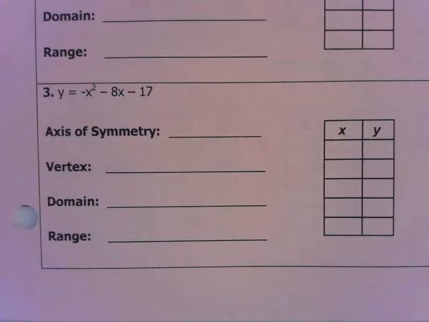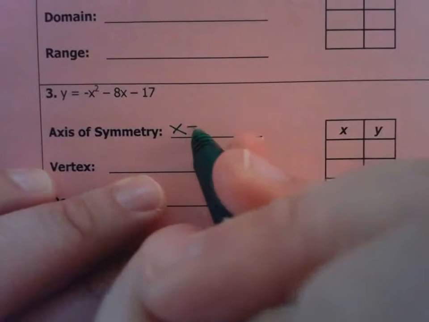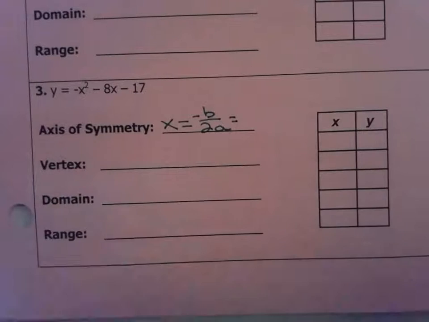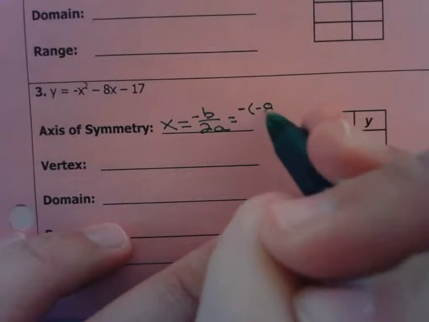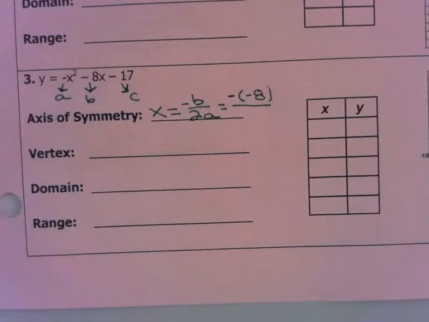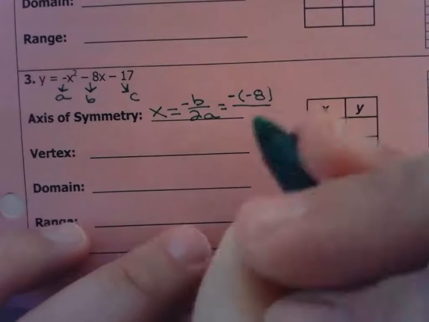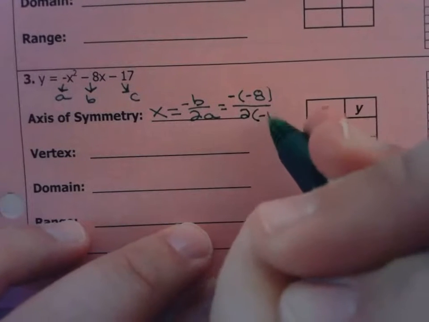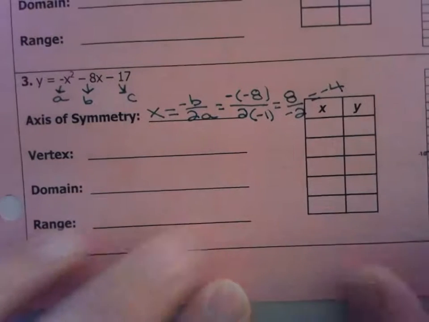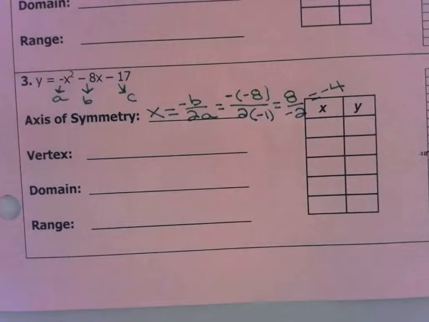Okay, let's find the axis of symmetry just like yesterday. x equals negative b over 2a. My b value is what? This is where I saw some mistakes yesterday. It's negative b. My b value, remember it goes a, b, c, is a negative 8. So it's a negative b, so it's a negative negative 8, and that will turn it positive. And then it's 2 times a, and what's my a value? Negative 1. So 8 over negative 2 is negative 4. So your axis of symmetry is x equals negative 4. Nothing different than yesterday so far.